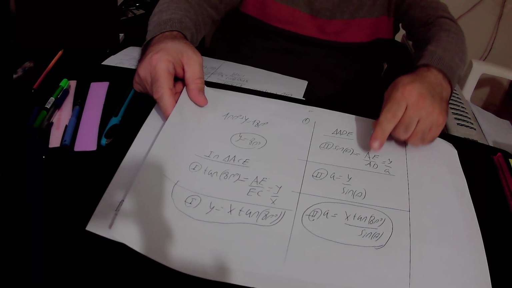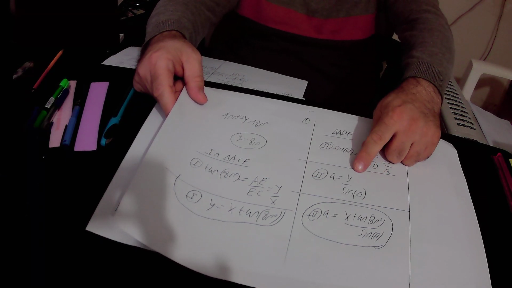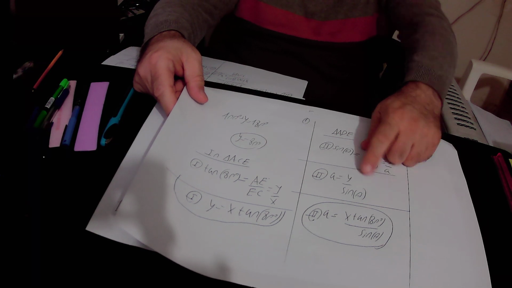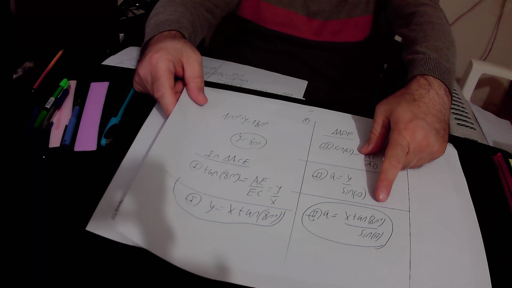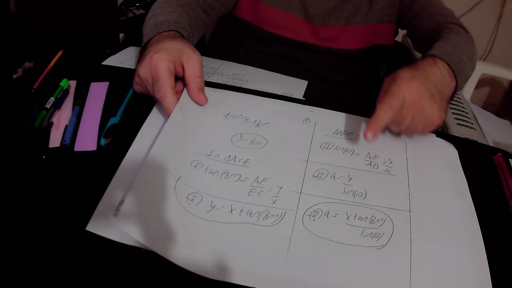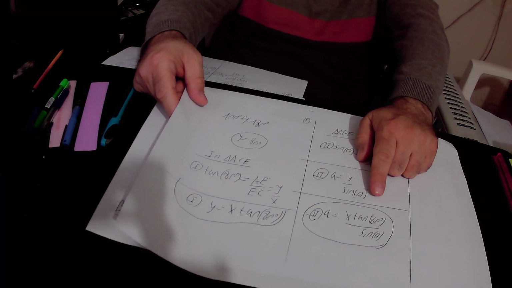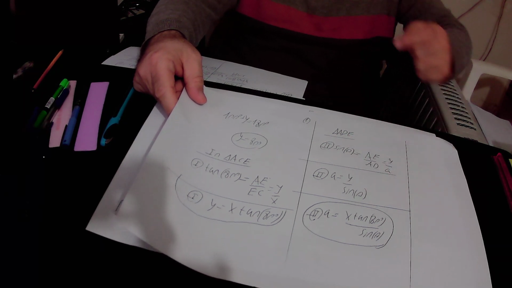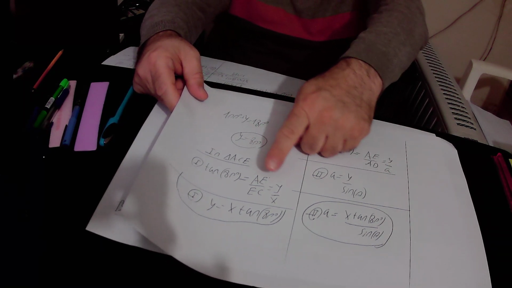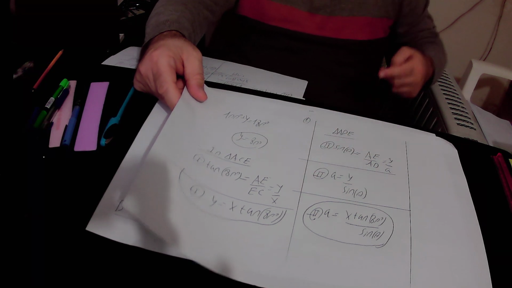According to equation number 1, y equals x times tangent 80 degrees, so we substitute y by x times tangent 80 degrees over sine theta. So in conclusion, we found out that a equals x times tangent 80 degrees over sine theta, and according to equation number 1, y equals x times tangent 80 degrees.